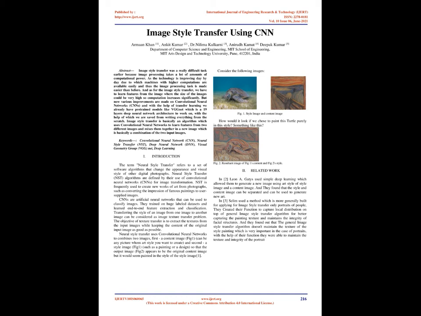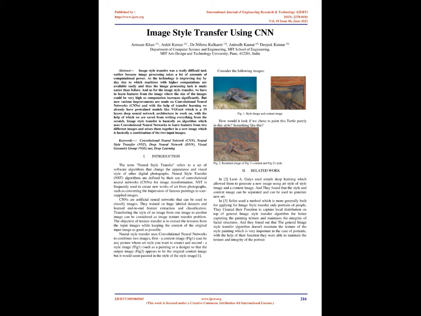412201, India. Abstract: Image style transfer was a really difficult task earlier because image processing takes a lot of computational power. As technology improves day by day, machines with higher computation are available easily, and thus image processing tasks are made easier than before. And for image style transfer, we have to learn features from the image where the size of the images could be very high, so computation increases significantly.